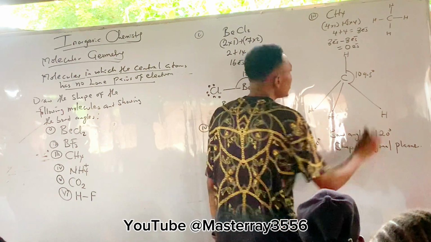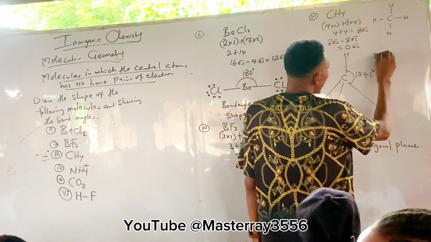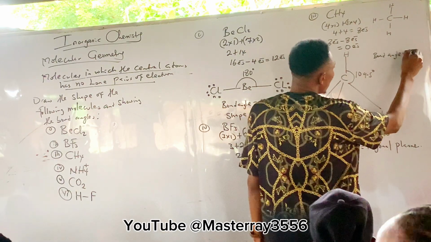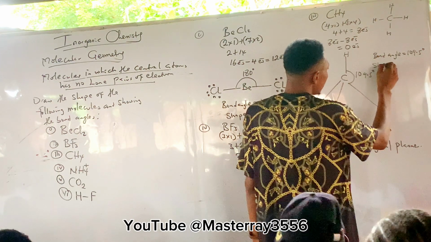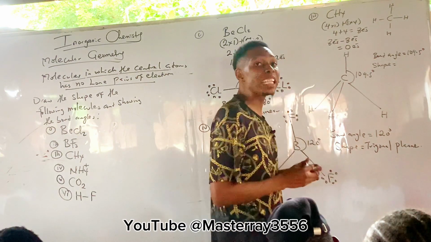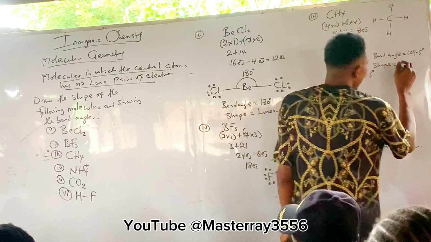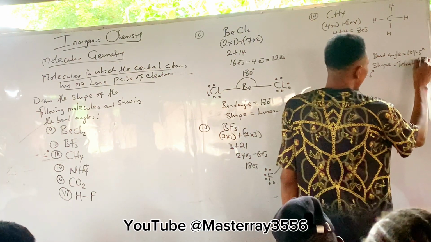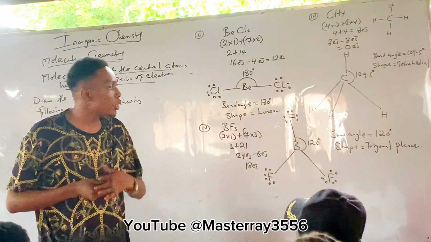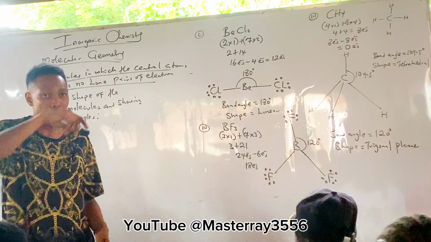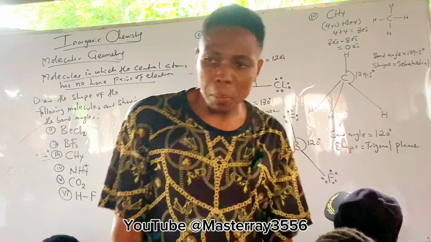109.5. Yeah? Now, we have methane. Bond angle 109.5. Then what is the shape? Anything with four is called tetrahedral. Anything with four is called what? Tetrahedral. So that's number 3. So copy that level to the next one. Copy that.